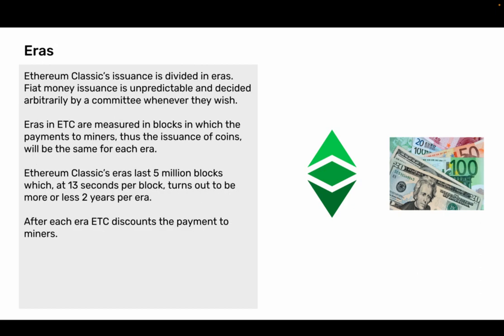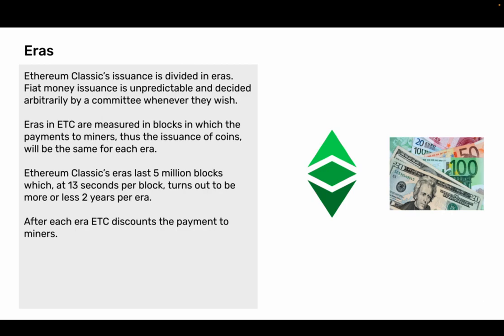Eras. Ethereum Classic's issuance is divided in eras. Fiat money issuance is unpredictable and decided arbitrarily by a committee whenever they wish. Eras in ETC are measured in blocks in which the payments to miners, thus issuance of coins, will be the same for each era. Ethereum Classic's eras last 5 million blocks, which at 13 seconds per block turns out to be more or less 2 years per era.